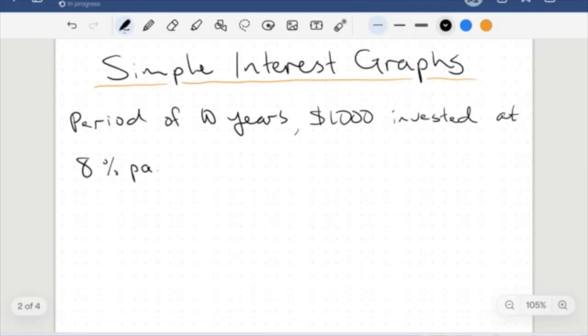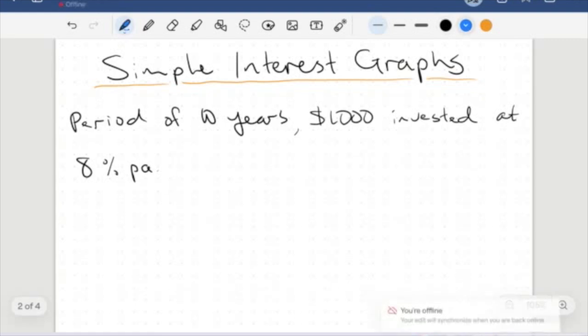Okay, so in this video we are moving on to what we're going to call interest graphs. Through this video I'm going to take you through how we can draw some for simple interest, which we've encountered in previous topics, as well as compound interest graphs in the next video. So this is going to require us to pull together different things that we've learned from different topics.